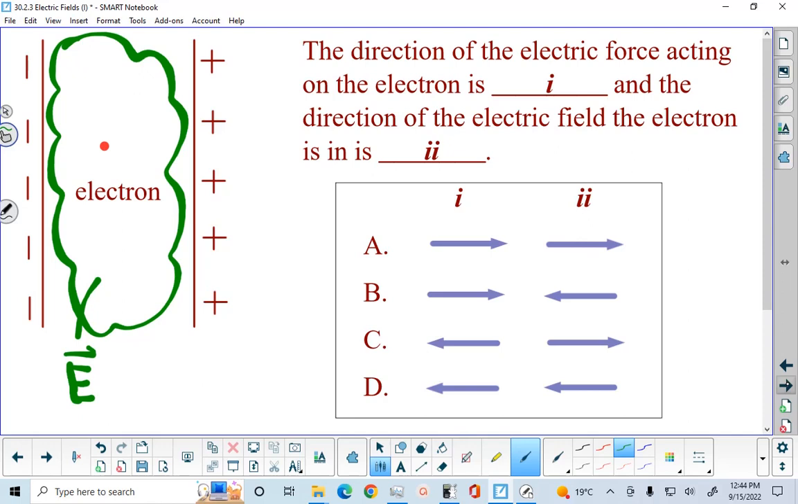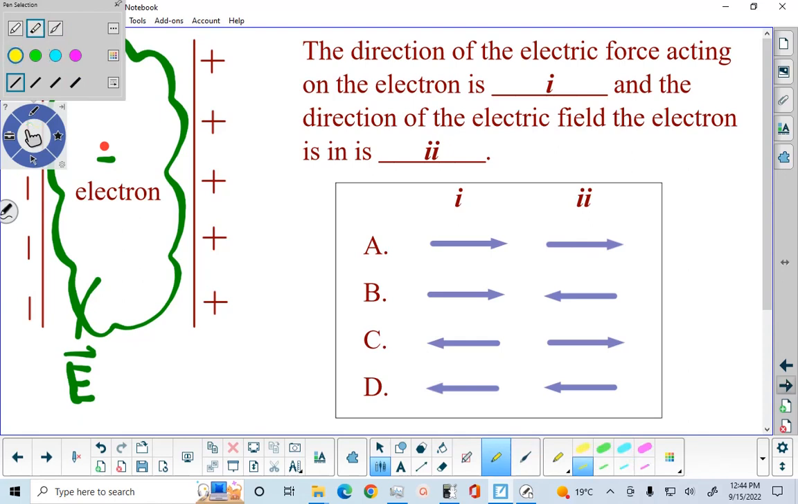And we put an electron there. And it says, what is the direction of the electric force acting on the electron? Well, the answer to that is, since an electron is negative, the electron will be repelled from the negative plate. The electron will also be attracted to the positive plate. The electron is going to be forced from left to right. So the answer for that part of the question is that the electric force acting on the electron is in that direction.